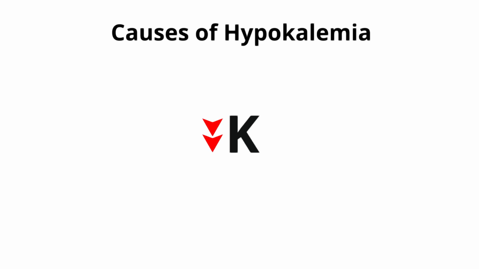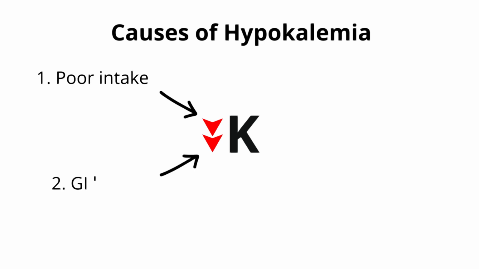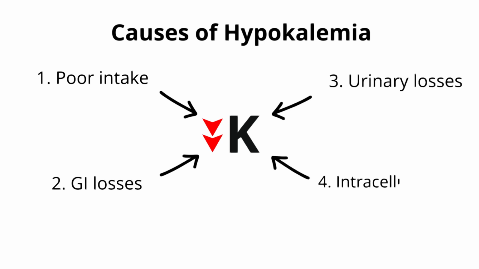This gives us our framework for understanding the causes of hypokalemia, which we can divide into four main buckets. Number one, poor oral intake. Two, GI losses. Three, urinary losses. And four, intracellular shifts. First, let's talk about hypokalemia from poor intake.